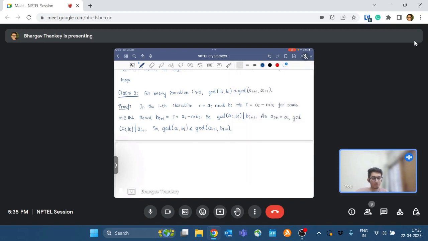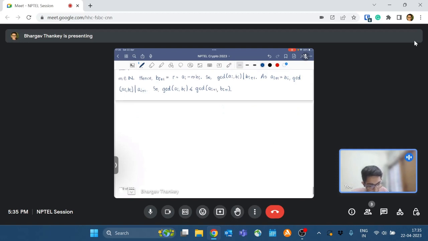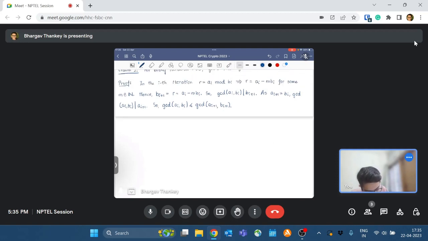Okay, so what we want to prove is that the GCD of AI and BI is the same as the GCD of AI plus 1 and BI plus 1. So we have shown that this is true. Now what we show is that this is true. And this together would imply that this is true.